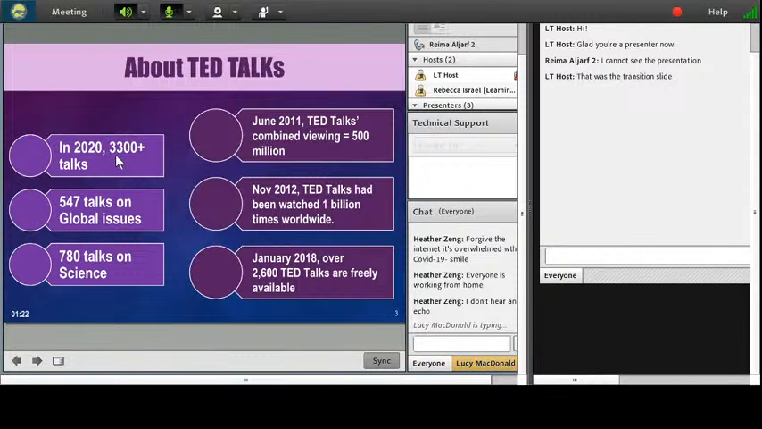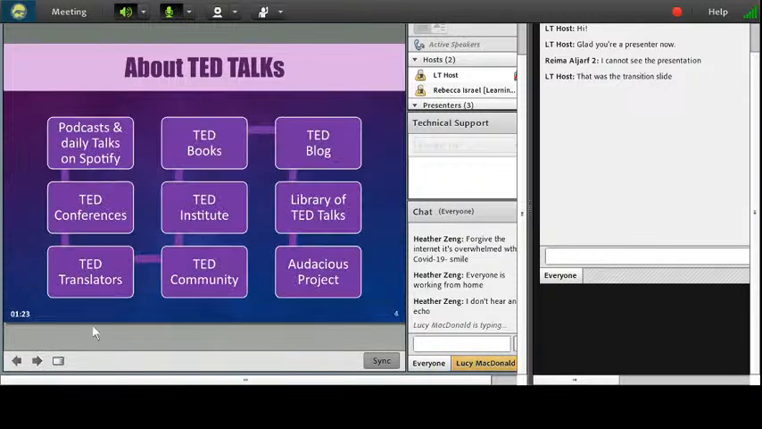In 2020, there are about 3,300 talks. 547 of those were on global issues, and 780 talks on science. Now, if we go to the TED website, we will find podcasts and daily talks on Spotify. We will find TED conferences, TED translators, TED books, TED Institute, TED Community, TED Blog, a library of TED Talks, and the Audacious Project.